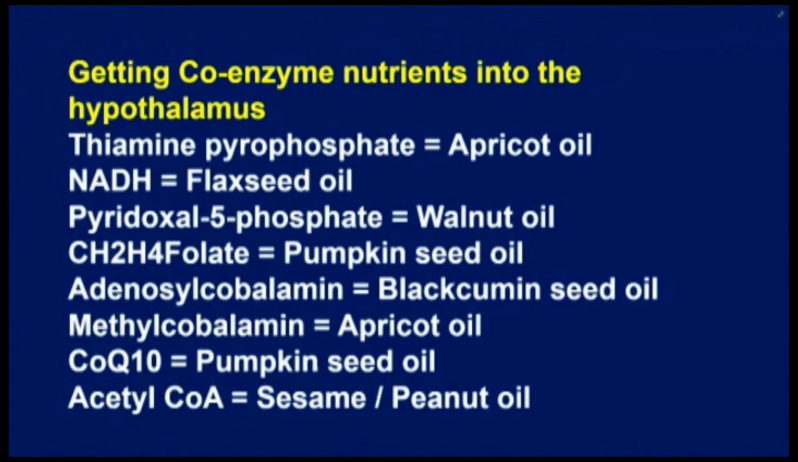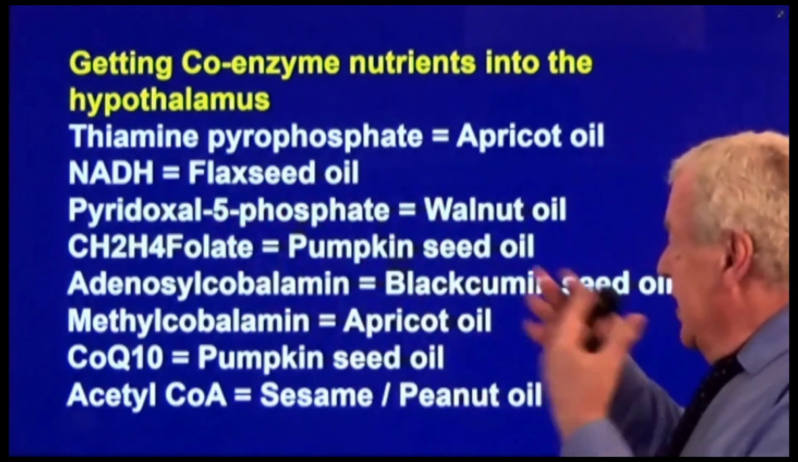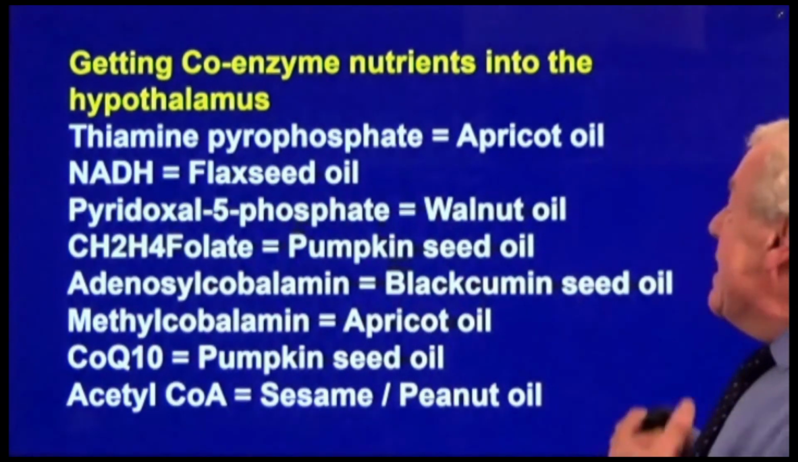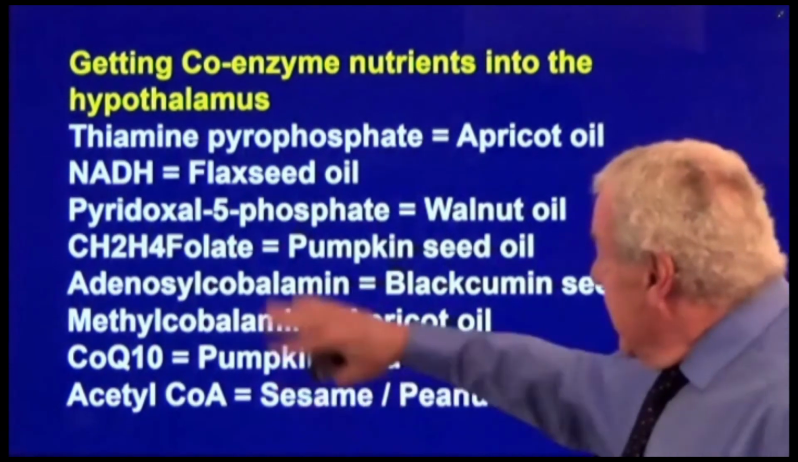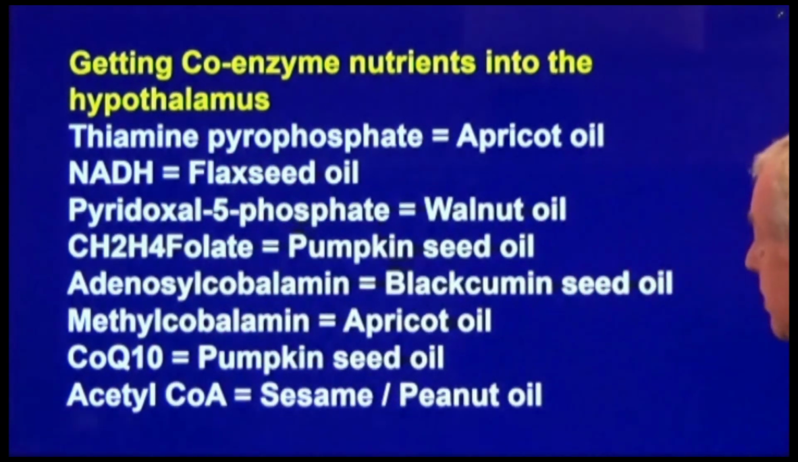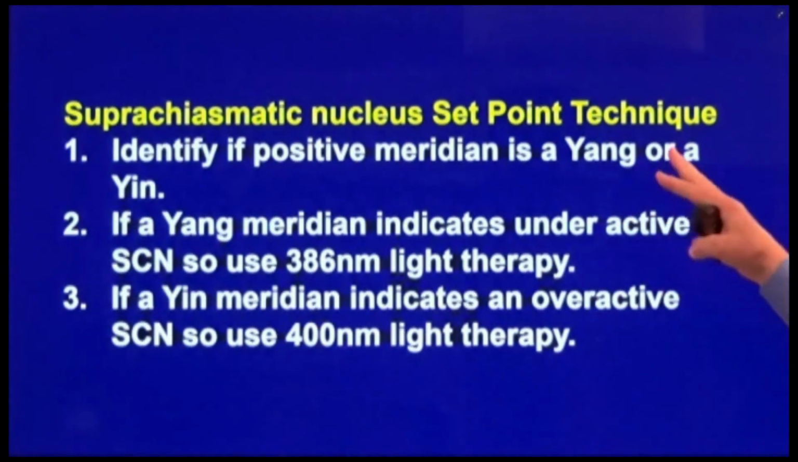So we need to get our coenzymes, particularly to get that dopamine level up. And what we found is that pyridoxal 5-phosphate, which is the key coenzyme here, requires walnut oil. So there's something in walnut oil which helps to carry pyridoxal 5-phosphate into the hypothalamic nuclei. So mixing the two together and swallowing down activates the pyridoxal 5-phosphate, some factor in there to carry the pyridoxal 5-phosphate into the hypothalamus. I put the other coenzymes that we found and the oils associated with them there for your reference as well. So suprachiasmatic nucleus, this seems to be the key.